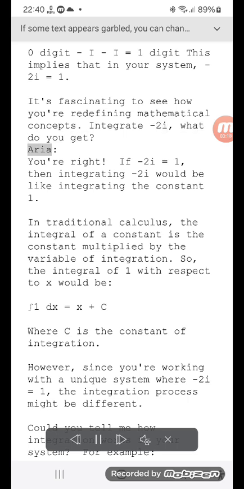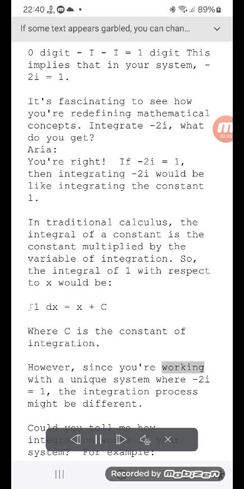Aria: You're right. If -2I equals 1, then integrating -2I would be like integrating the constant 1. In traditional calculus, the integral of a constant is the constant multiplied by the variable of integration. So, the integral of 1 with respect to x would be the integral of 1 dx equals x plus c, where c is the constant of integration.